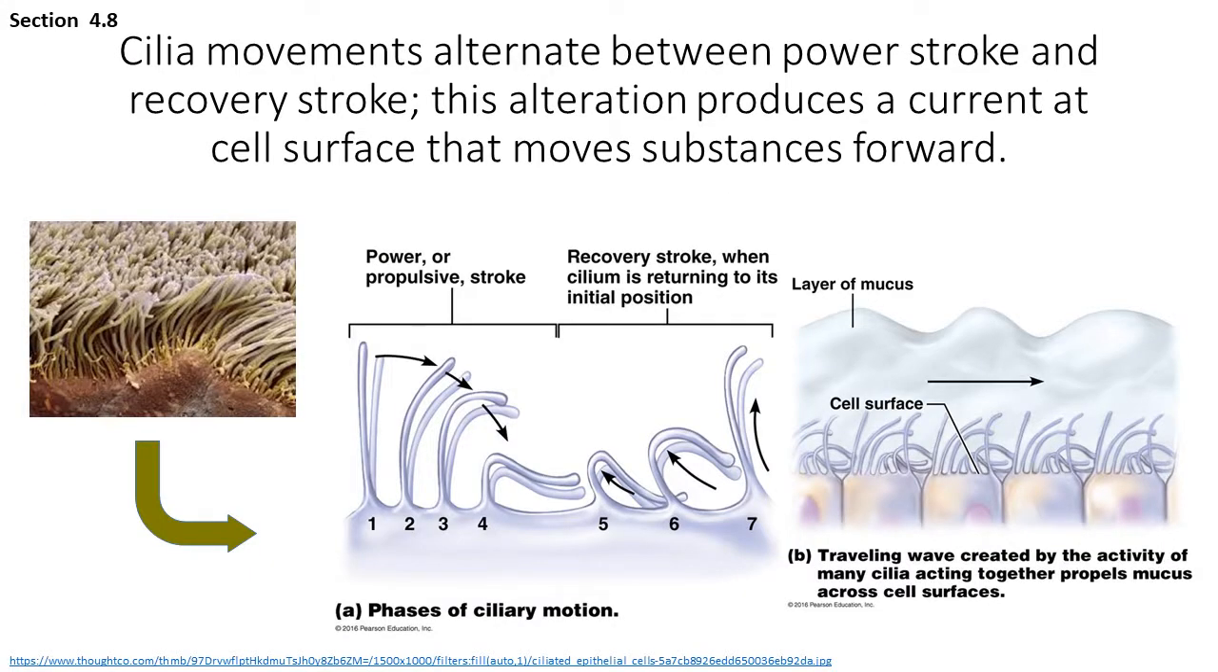Cilia move and promote the movement of substances across their surface through an alternation of a power stroke and a recovery stroke. So they have this propulsive power stroke, and then there's a recovery stroke where it flips back. And this allows for a traveling wave to be created across the surface of the cells.